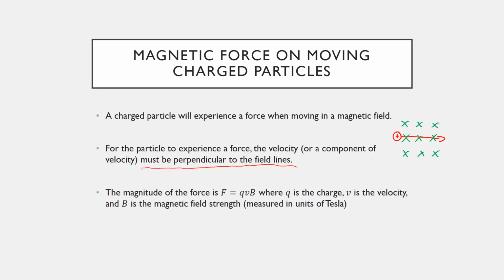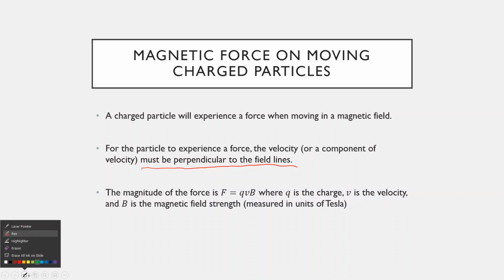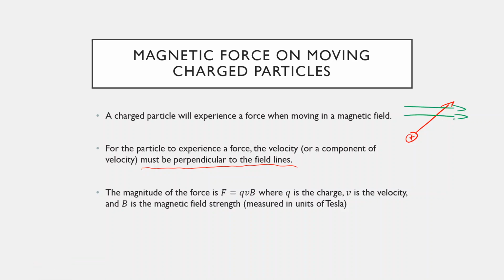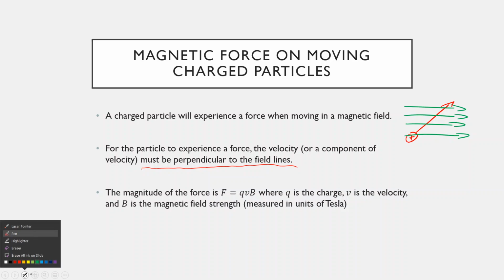You could also have something like the following. Let's say you've got the velocity of the proton going up that way, and the field pointing towards the right. Will it experience a force? Yes, it will, because a component of the velocity is perpendicular to the field. If I split my velocity into horizontal and vertical components, the vertical component is perpendicular to the field. The horizontal component doesn't contribute to this force.